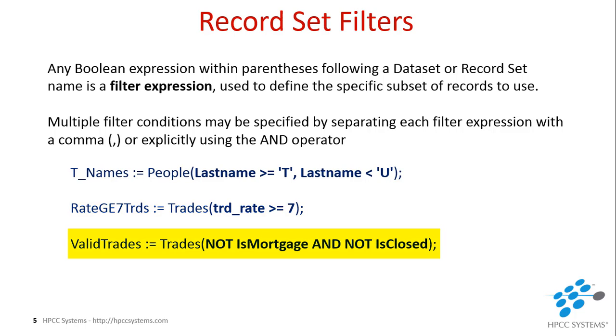And finally, in the last example, valid trades is defined as the trades record set. Using Boolean logic, we're looking for those trade records that are not mortgages and are not yet closed. So not is mortgage, a Boolean definition, and not is closed. If both of those results are false, then we want to return that particular trades record.